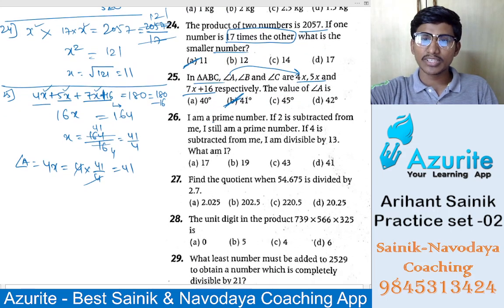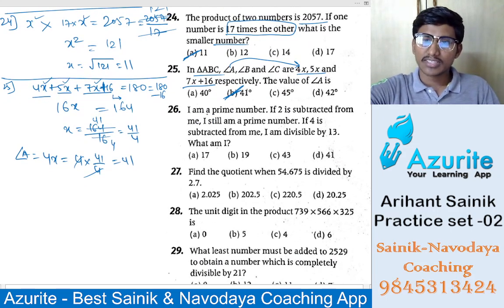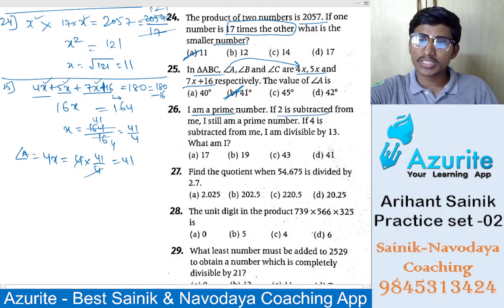Next is what? 26. I am a prime number. If 2 is subtracted from me, I am still a prime number. 4 is subtracted from me, I am divisible by 13. What am I? Go with options.